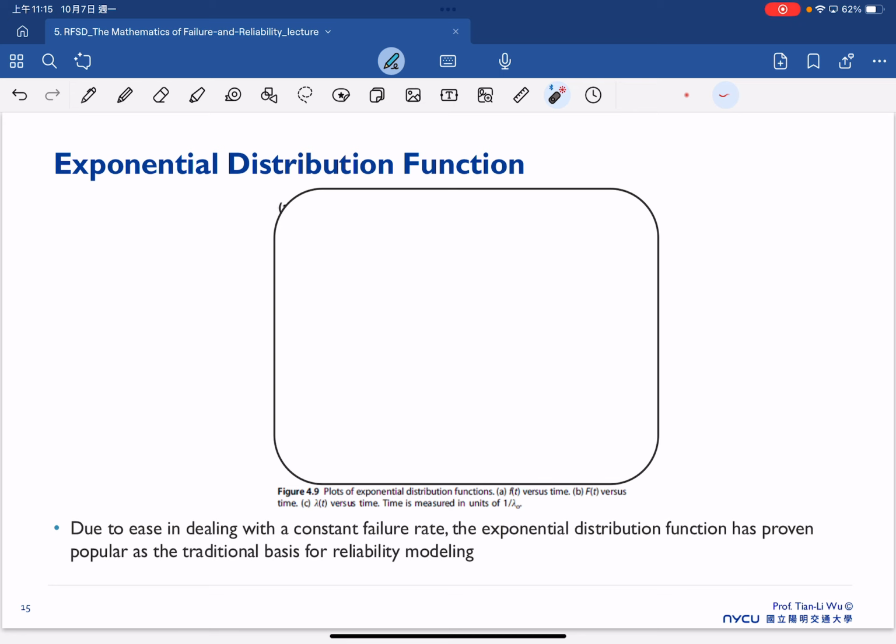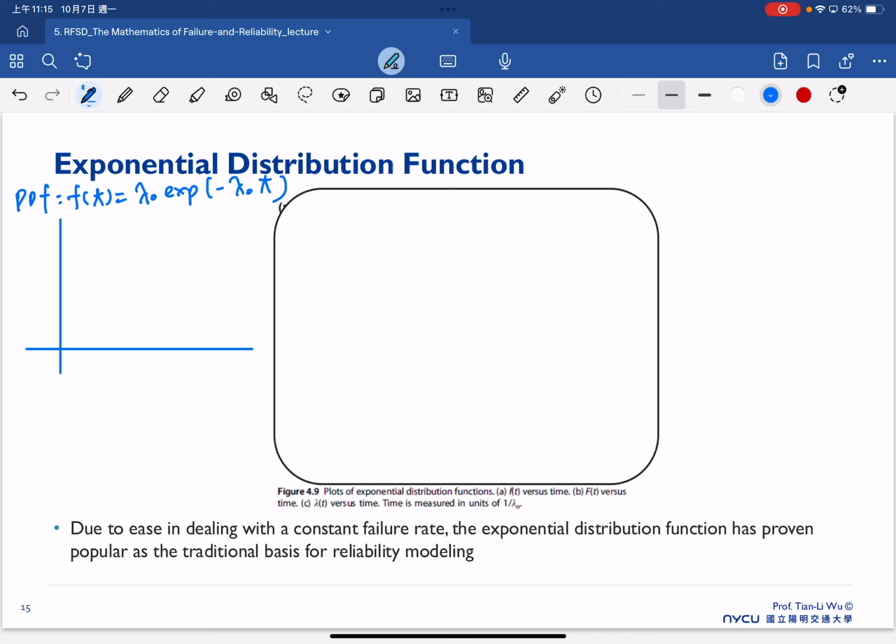Okay, so we have already shown the equation for PDF, CDF, and also for the hazard function. So now we are going to plot all three functions we have already described. The first one is PDF. So the PDF equation is f(t) equal to lambda 0 exponential minus lambda 0 t.